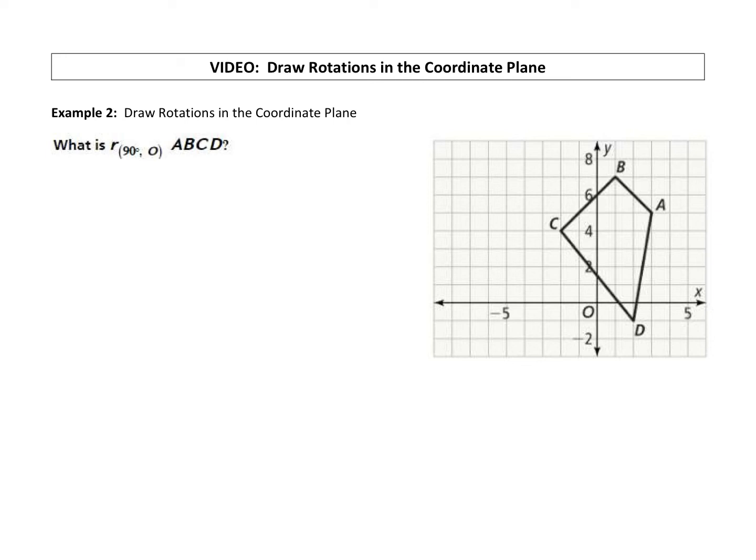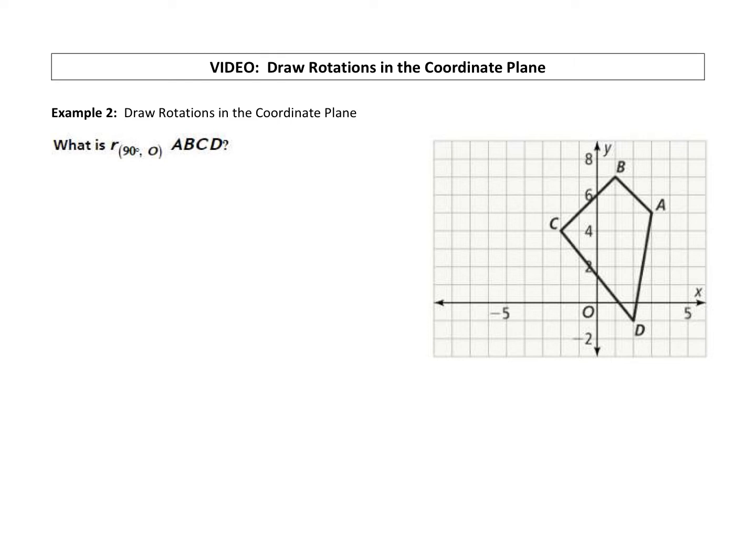So now that we learned the rules for our rotations of some common angle measures, 90, 180, 270. By the way, those are all multiples of 90 as well. So it's like you're rotating a quadrant's worth in a coordinate plane. Let's see what it looks like when we rotate an actual figure. So we're going to rotate our figure ABCD 90 degrees about the origin.